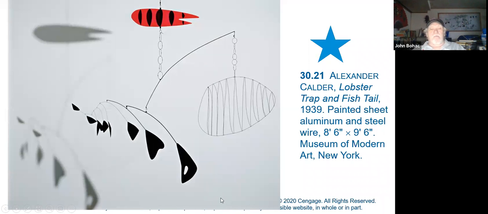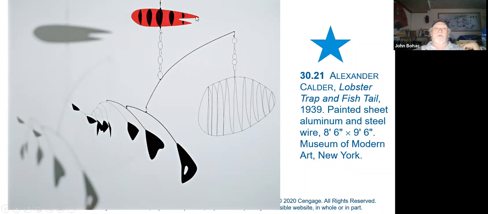Before this time, sculpture was basically stationary. That is, that it didn't move. And that's why Calder called these mobiles, because in fact, they did move. And so this was a new idea.